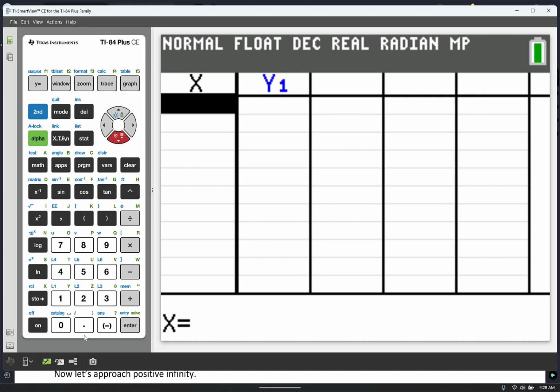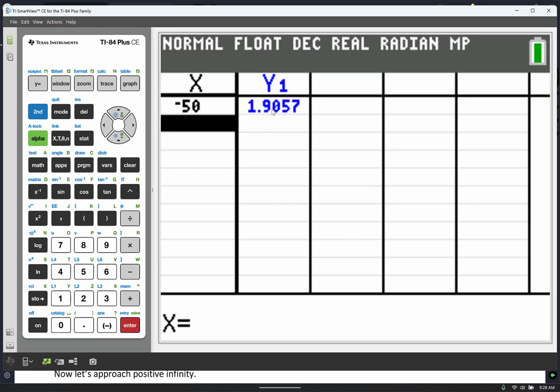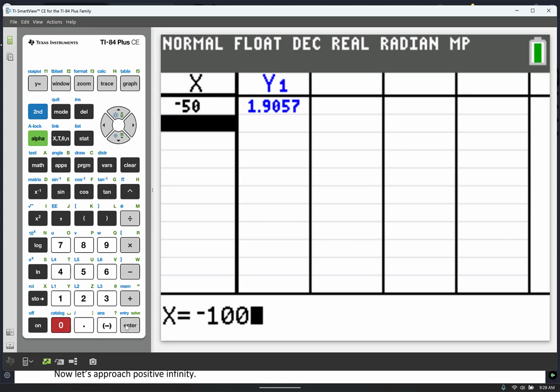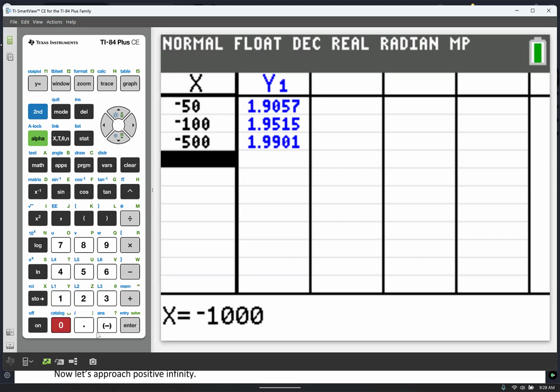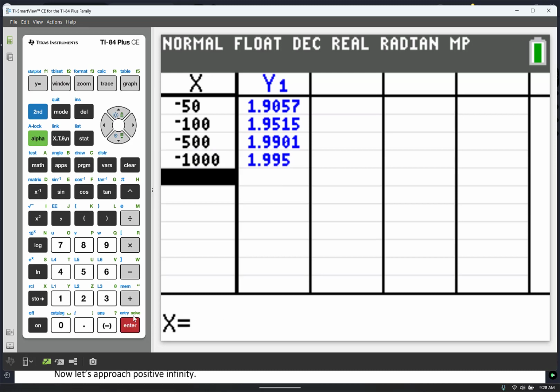We'll see. All right, let's put negative 50. Push enter. And I get that number, 1.9057. What do I have next? Negative 100. And look, push enter. And I get 1.9515. What do I got next after that? Negative 500. Enter. And I get 1.9901. And then negative 1,000. And I get 1.995. What is it approaching? 2, right?